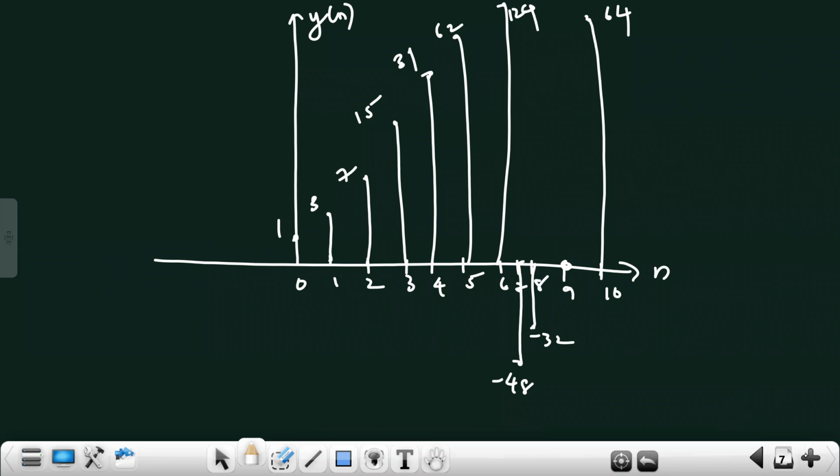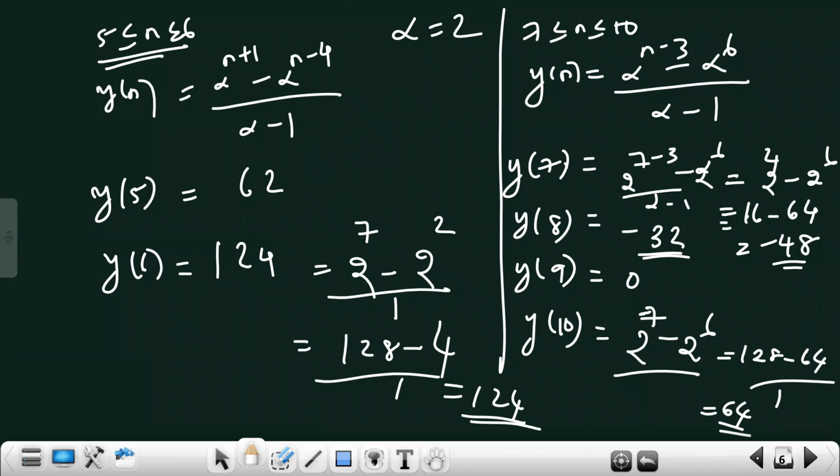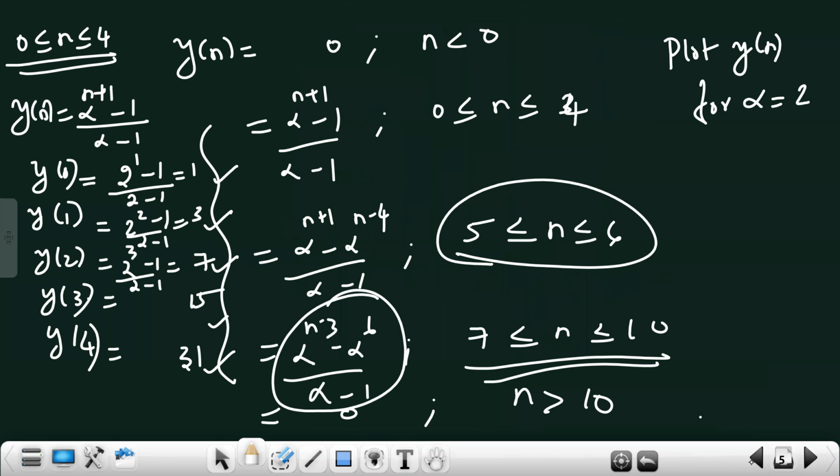So this is a little bit lengthier problem. The toughest one. It is not tough, actually, it is lengthy. But you need to practice this. Very important.